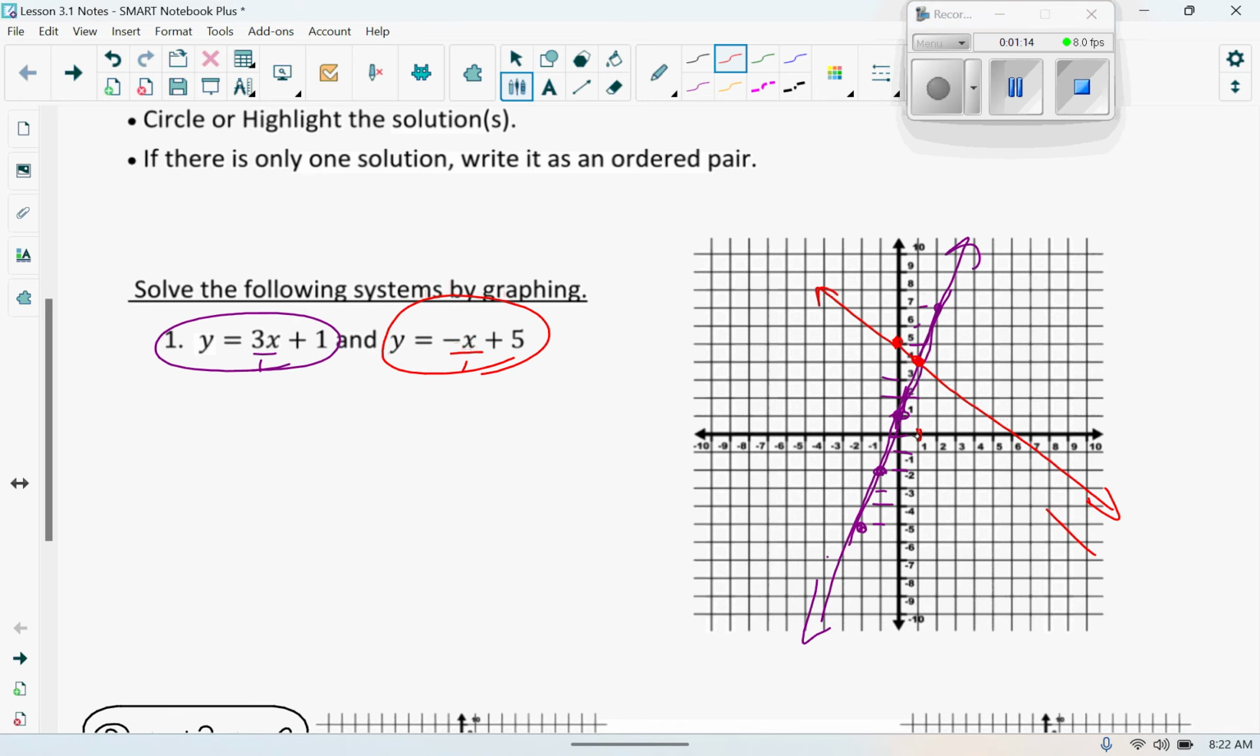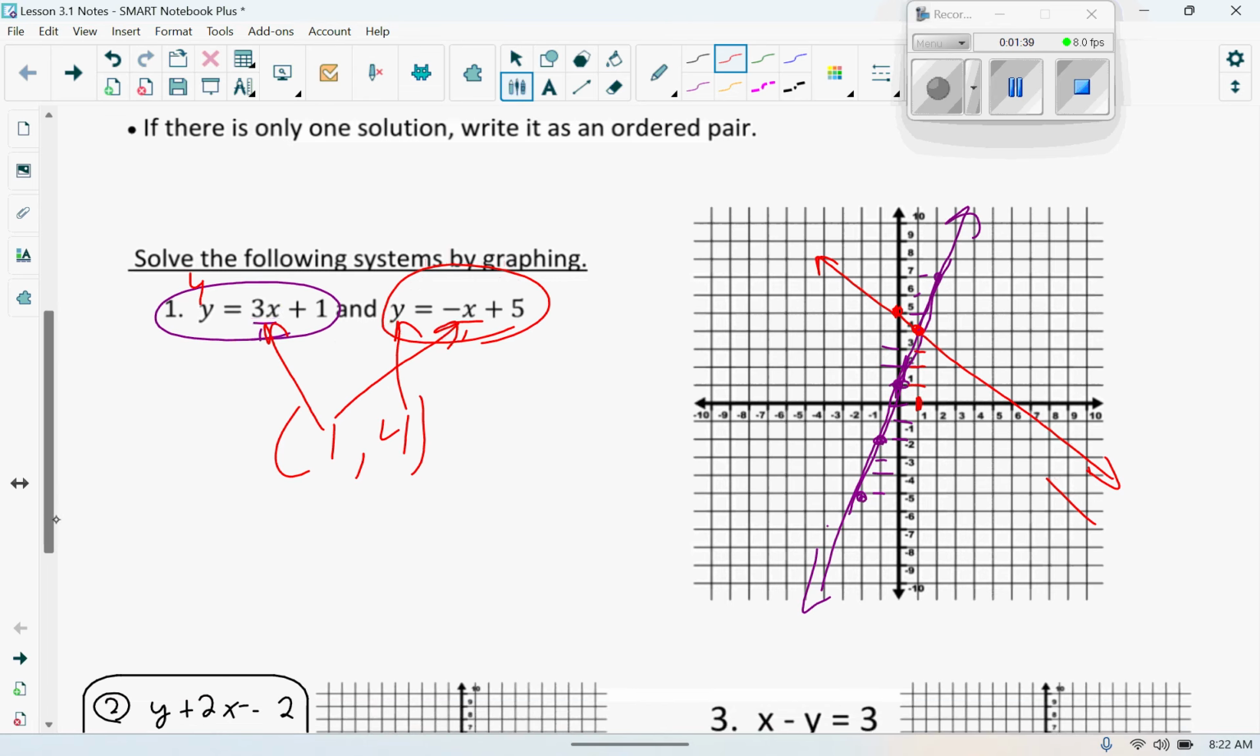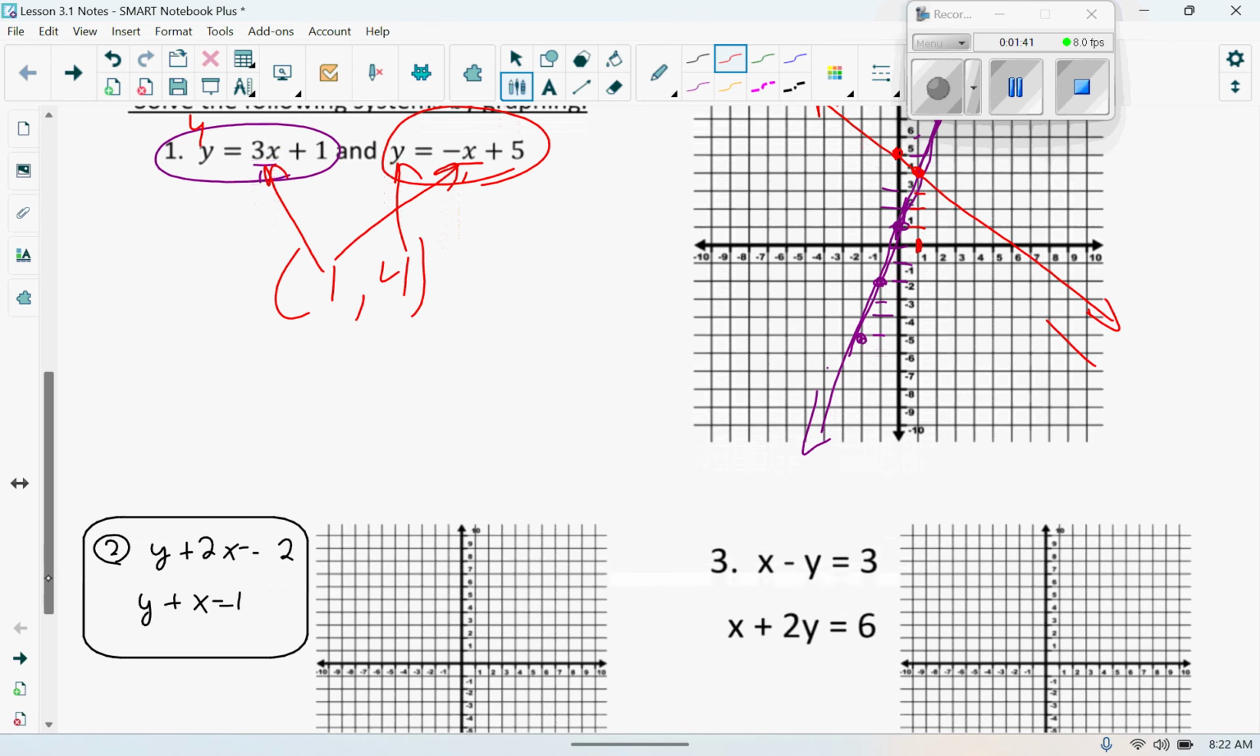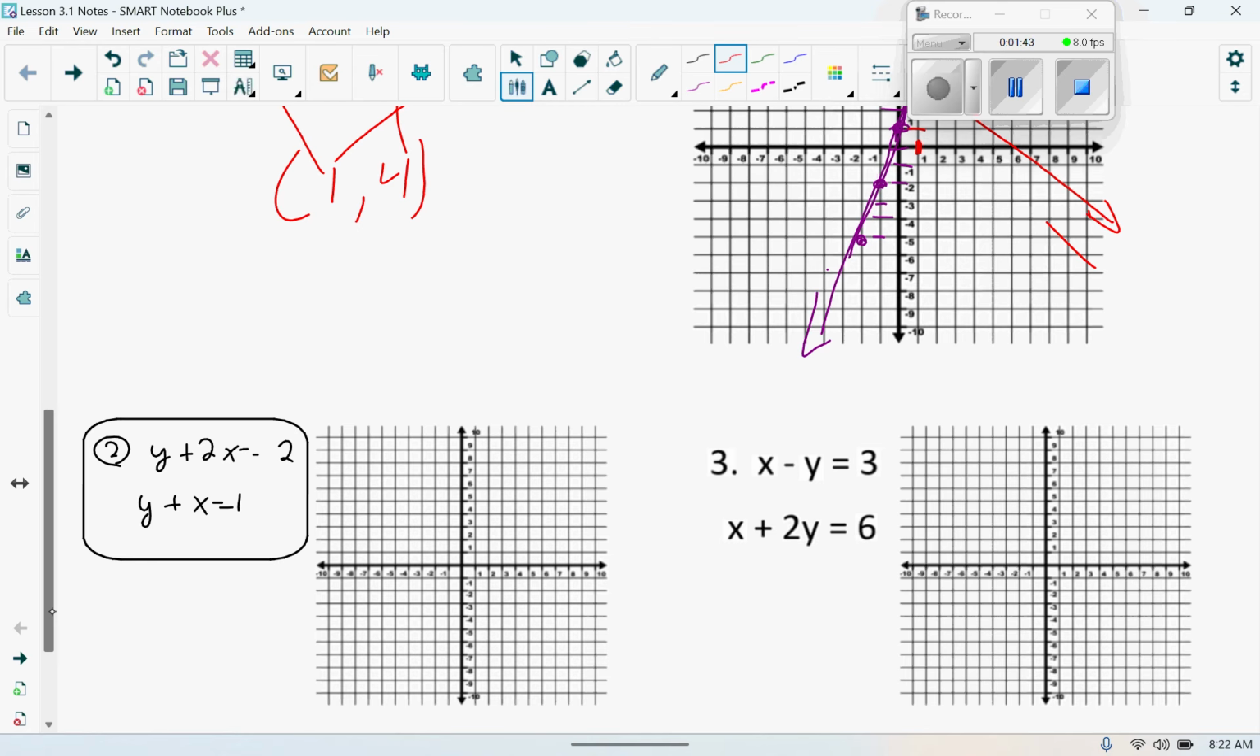So let's see. We're at 1, 1, 2, 3, 4. So (1, 4) is our solution. If we wanted to look at this algebraically, if I plugged in 1 here, do you see how that would give me an answer of 4? And if I plugged in 1 here, that would also give me an answer of 4. So we're just showing graphically what we could also prove algebraically, and we'll see that more in a second.